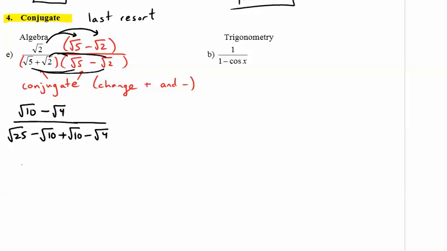So luckily I know what the square root of 4 is. Square root of 4 is 2. Square root of 25 is 5. I have a positive root 10 and a negative root 10, which cancel. And the square root of 4 is 2. So this leaves me with root 10 minus 2 over 5 minus 2, which is 3.